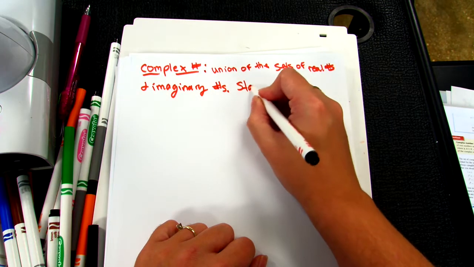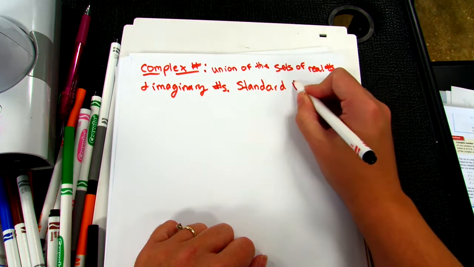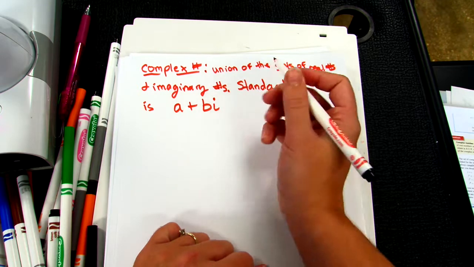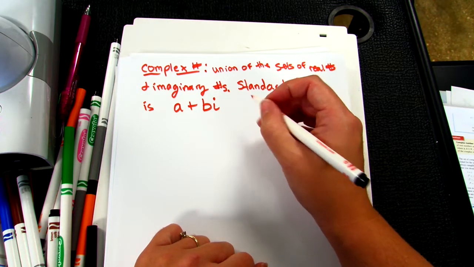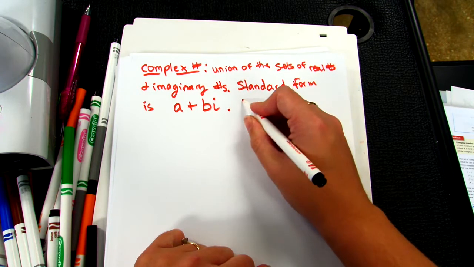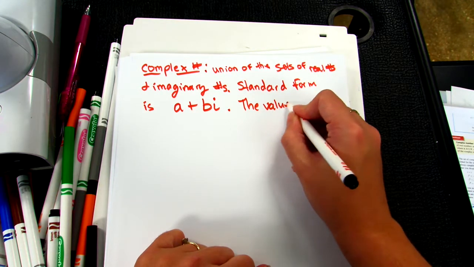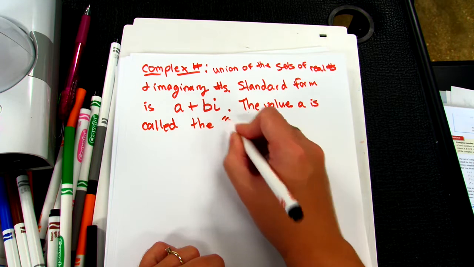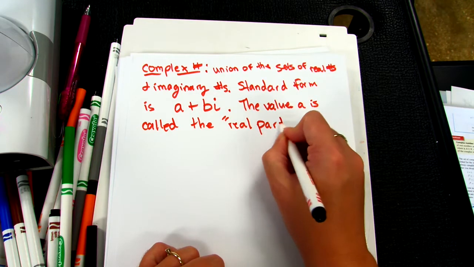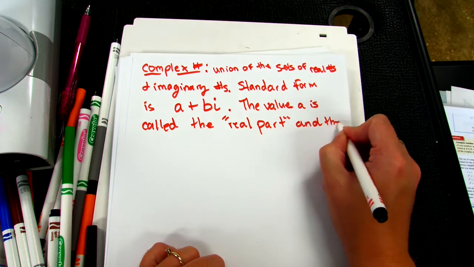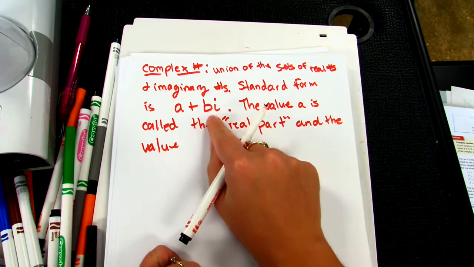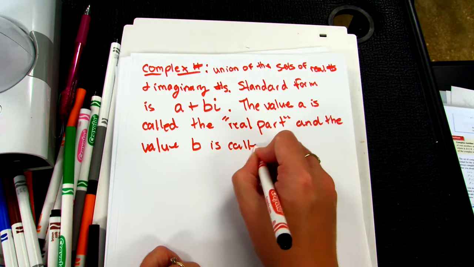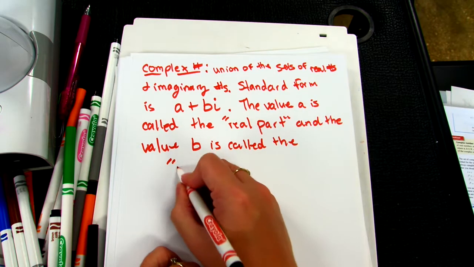Okay, standard form, which is what this whole section is about, is A plus BI. The value A is called the real part. And the value B, not BI, but just the B, just the number in front of I, is called the imaginary part.